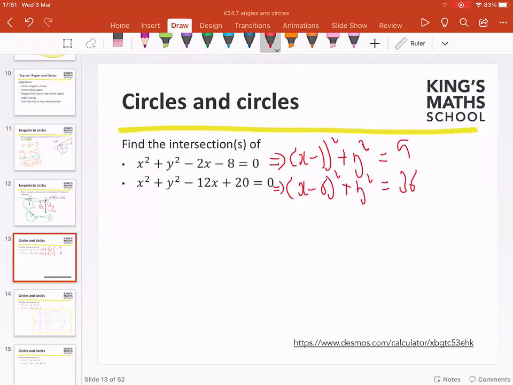So they could complete the square. But how are they supposed to know that that's a circle center 1, 0 or center 6, 0 with radius 3 and radius, sorry, that should be 16, radius 4? How are they supposed to know that? Well, the answer is they're probably not really. And that's where good old trusty Desmos comes into play.